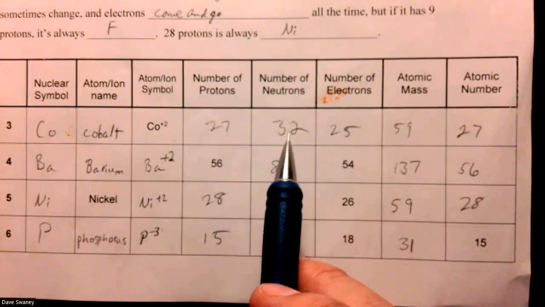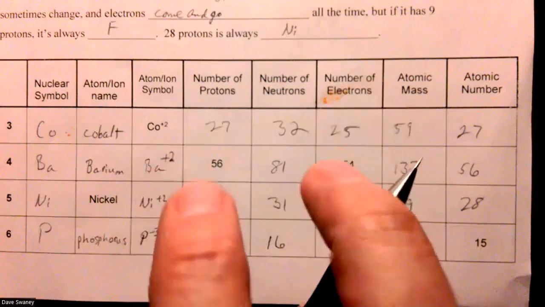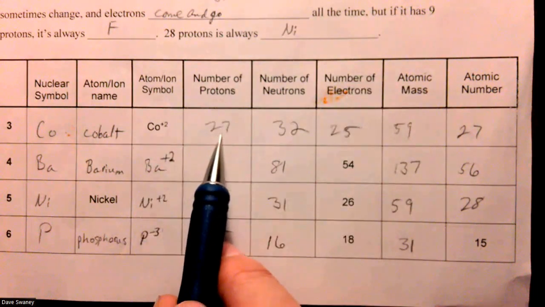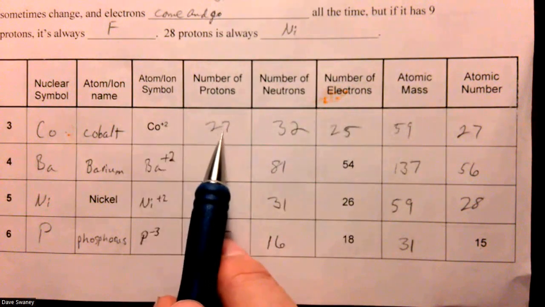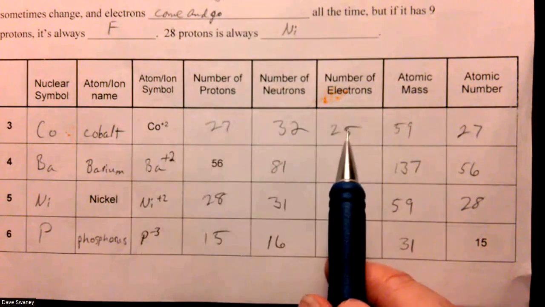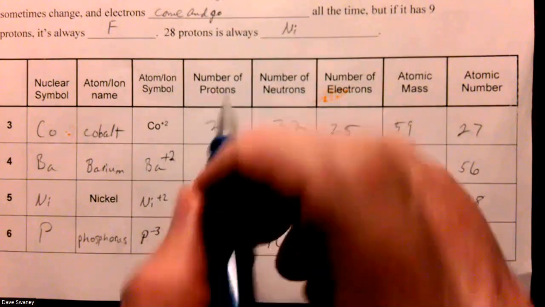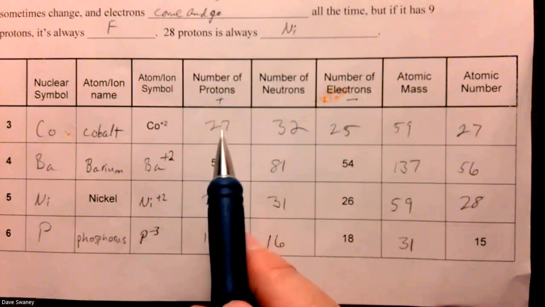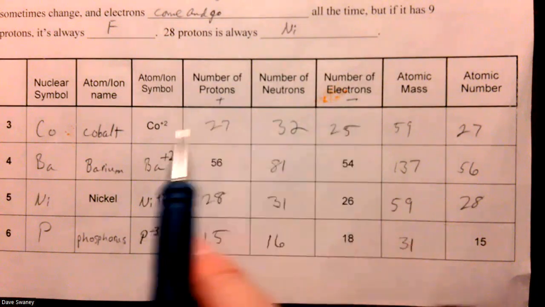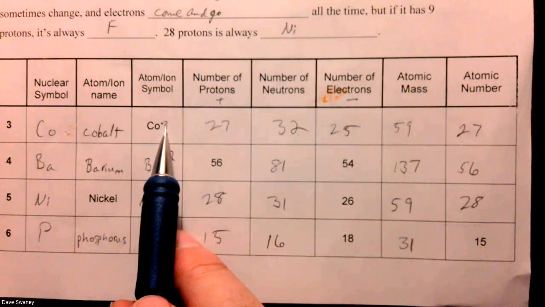Now, the electrons would normally match the protons, but this is plus 2, which means it is missing 2 electrons. So instead of having 27, it's missing 2, it has 25. Remember, these are positive and these are negative. So 27 positives and 25 negatives is what you need to make the plus 2 there.